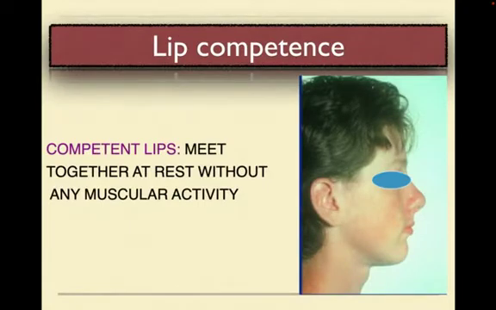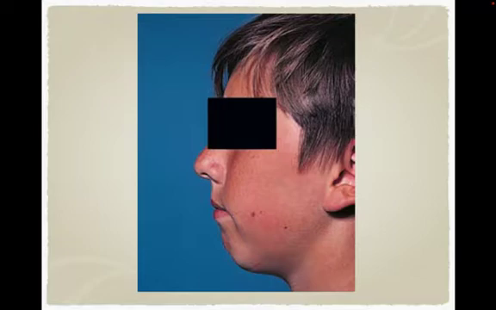The lips should meet together. The definition of competent lips is that the lips should meet together at rest without or with minimal muscular activity. So the patient should not exert a lot of muscular effort to bring these two lips together. How will the lips be brought together? If with muscular activity, there will be a stretching of the mentalis muscle.